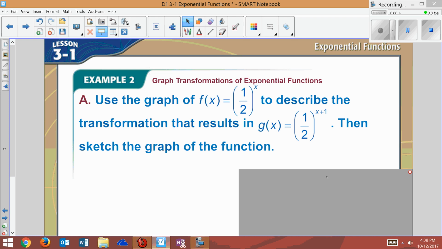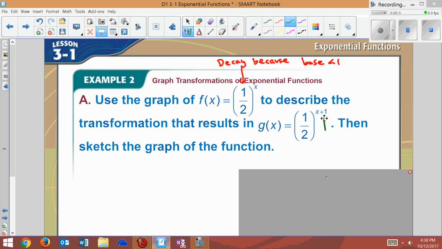This, by the way, would be decay. Remember how a second ago I showed you decay was a graph going down over time. It was decreasing. This is decreasing because the base is less than 1. This makes it decay because the base is less than 1. Okay, so this will go down from left to right.